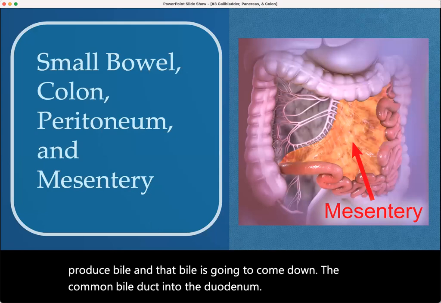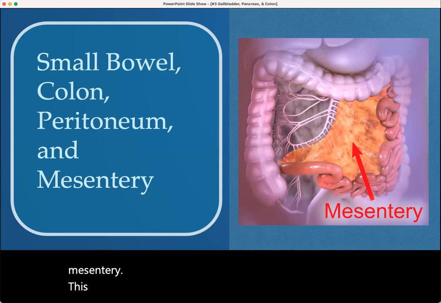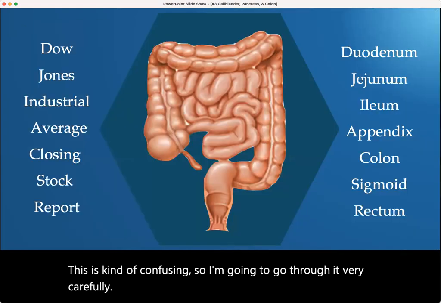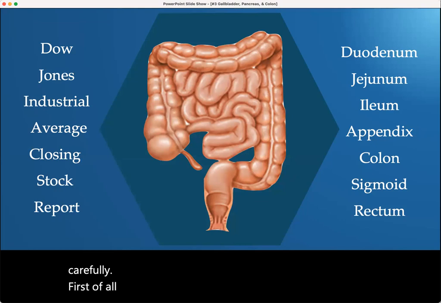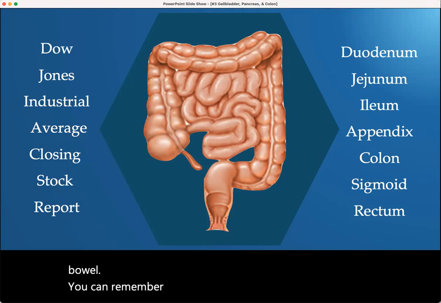Okay, so let's go into the small bowel, colon, peritoneum, and mesentery. This is kind of confusing, so I'm going to go through it very carefully. First of all, to remember the name of all these segments of bowel, you can remember Dow Jones Industrial Average Closing Stock Report.